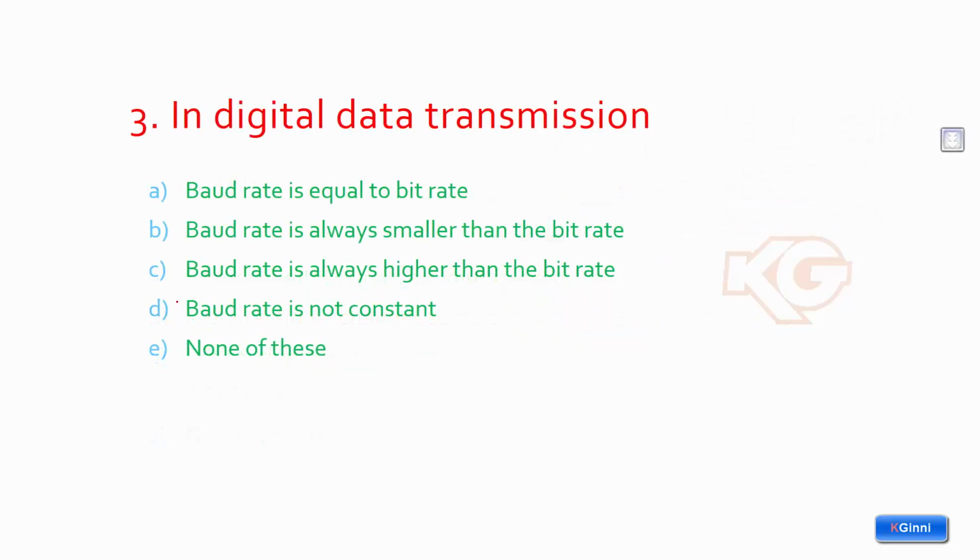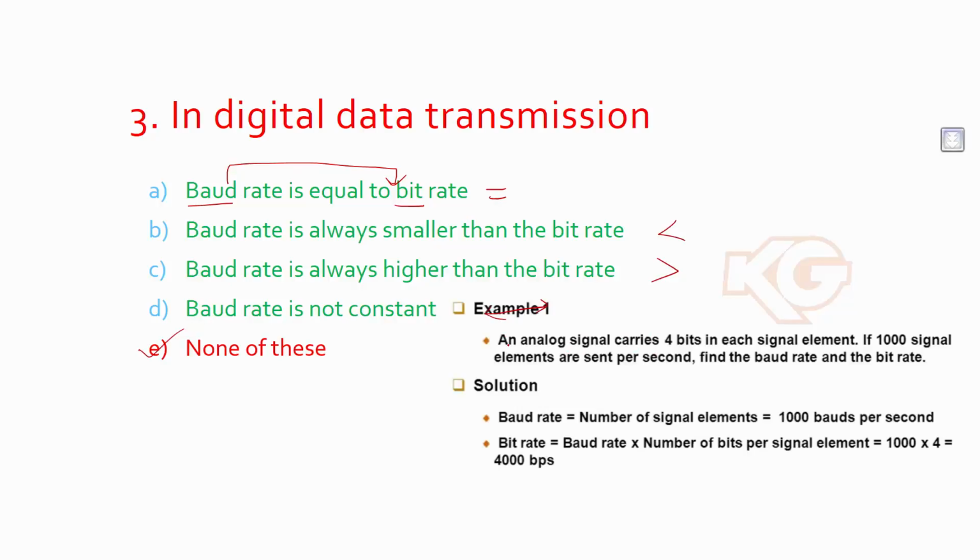In digital data transmission, what is the relation between baud rate and bit rate? It asks whether it is always equal, always smaller, always greater, or a constant. First, we need to know the relation between baud rate and bit rate so that we can answer this easily. The option here is none of these. None is satisfying over here. The reason: an analog signal carries 4 bits in each signal element. If 1000 signal elements are sent per second, find the baud rate and bit rate. If you answer this question, you can understand the concept of baud rate and bit rate.